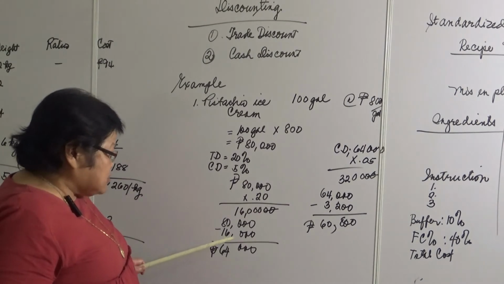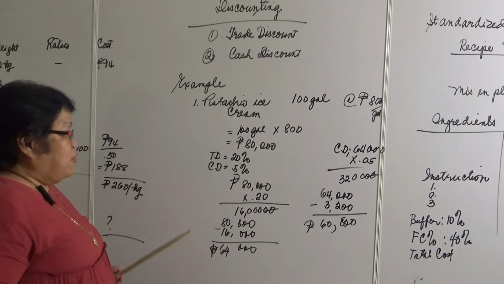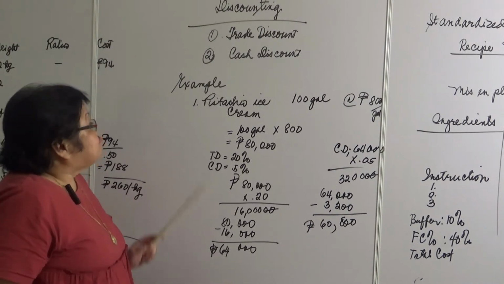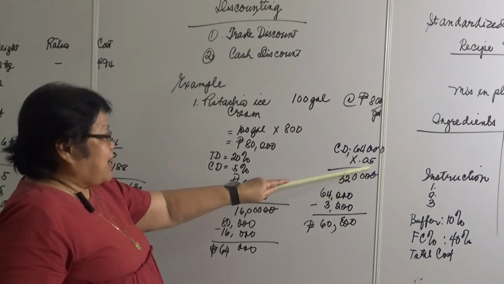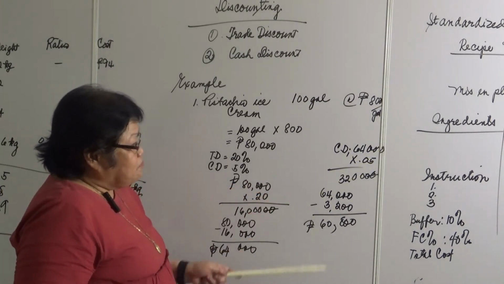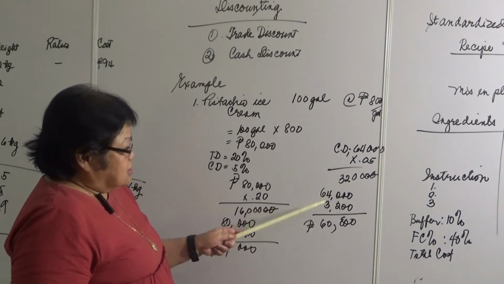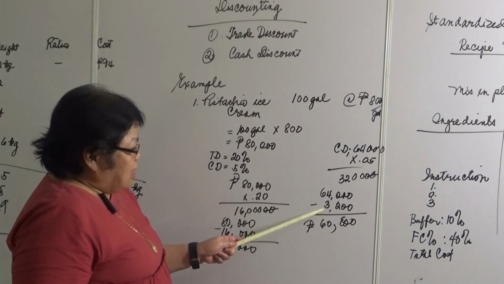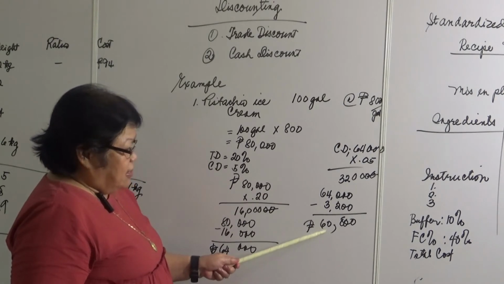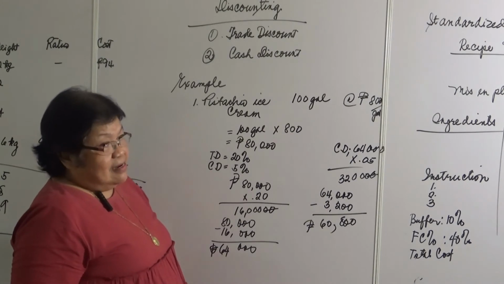80,000 less the discount of 16,000 pesos, that's 64,000 pesos. Now, if you're going to pay within 7 days, you're accorded a cash discount of 5%. So 64,000 pesos times 0.05 is 3,200 pesos. So 64,000 minus 3,200 pesos from 80,000. You're accorded all this discount. You now only pay 60,800 pesos.